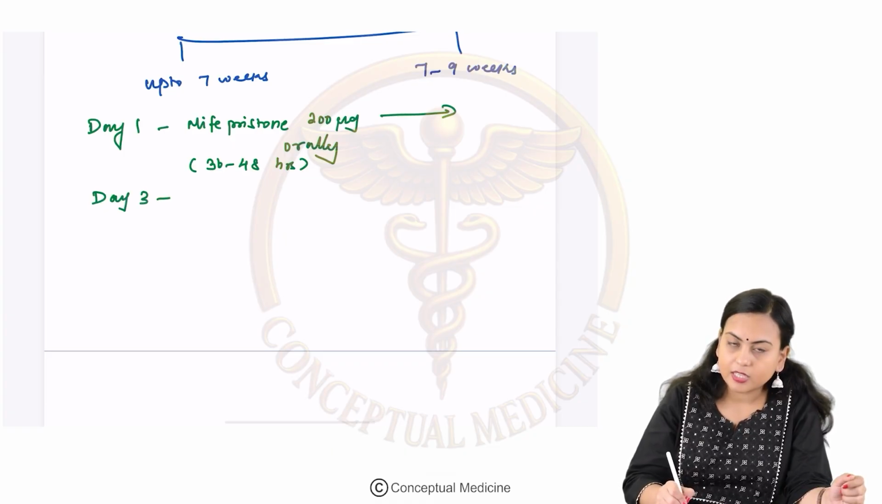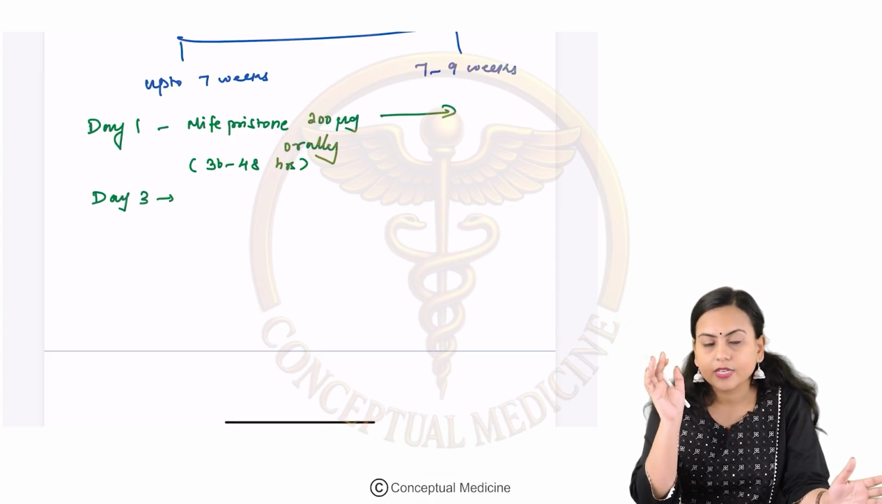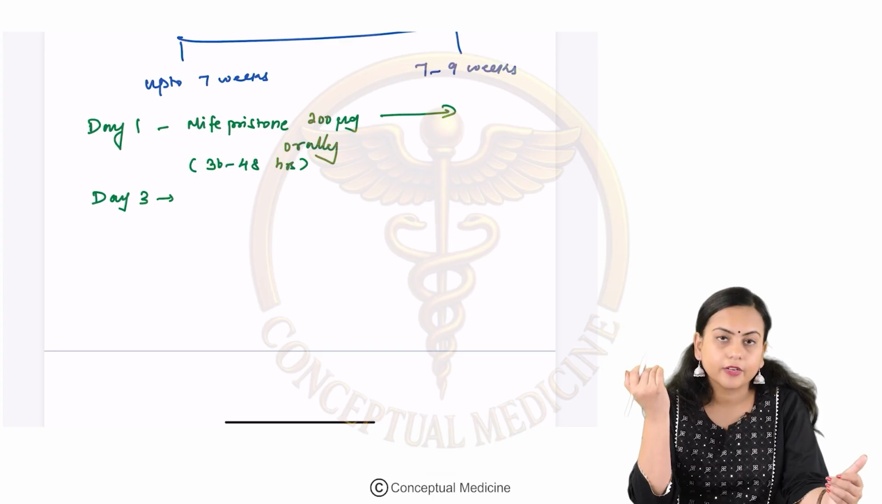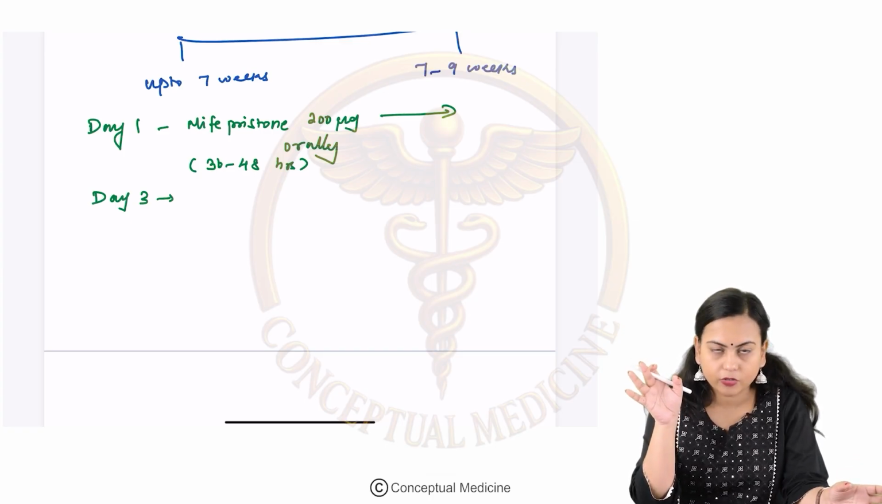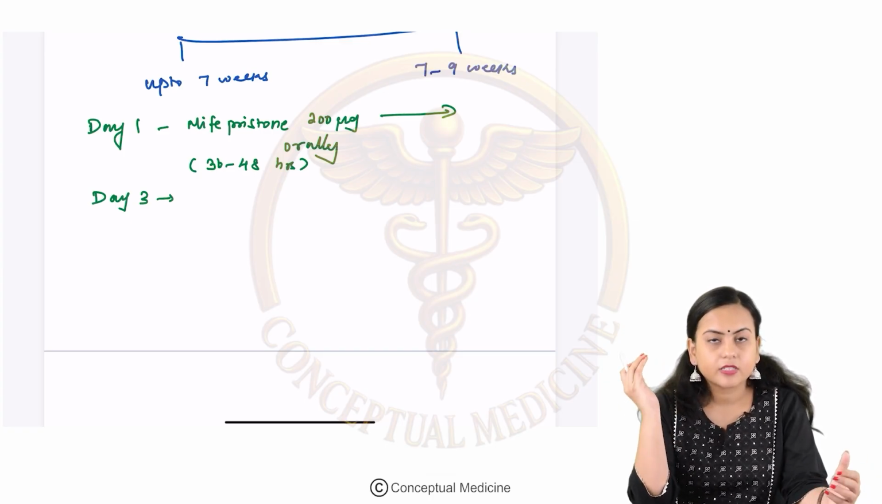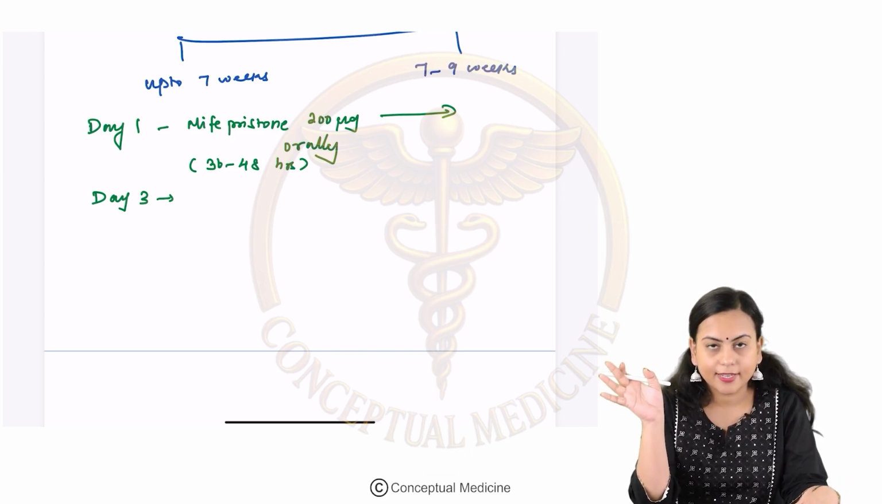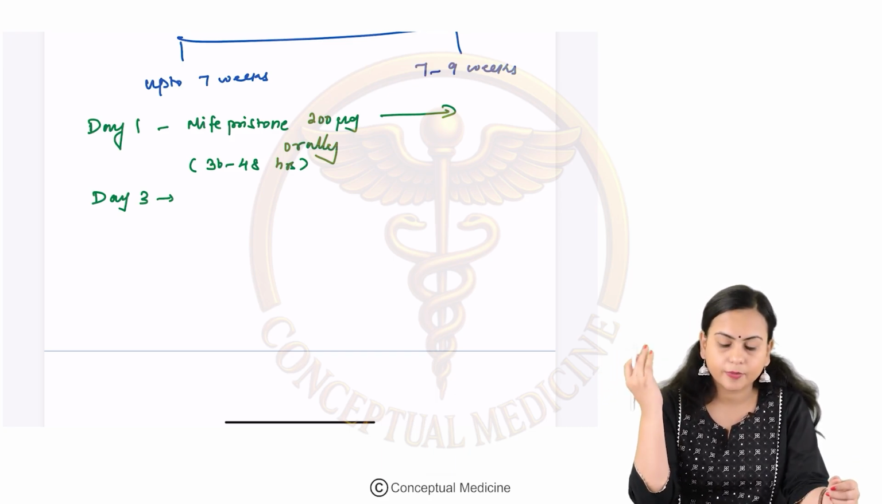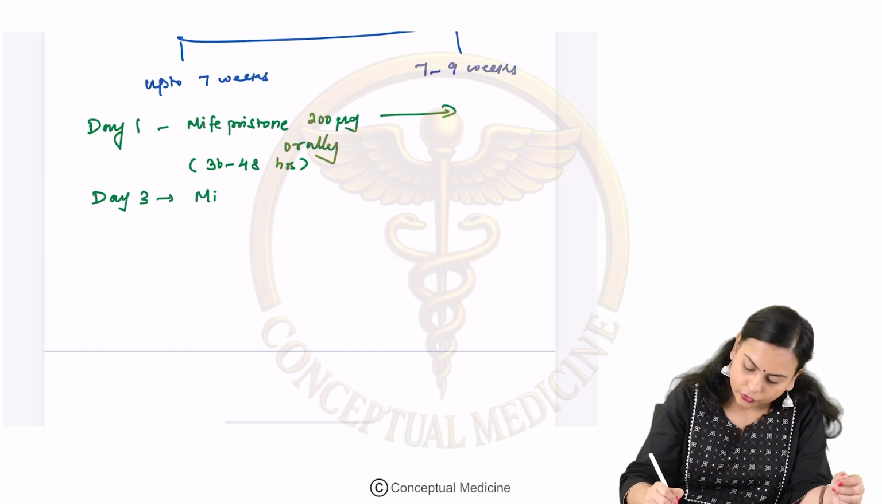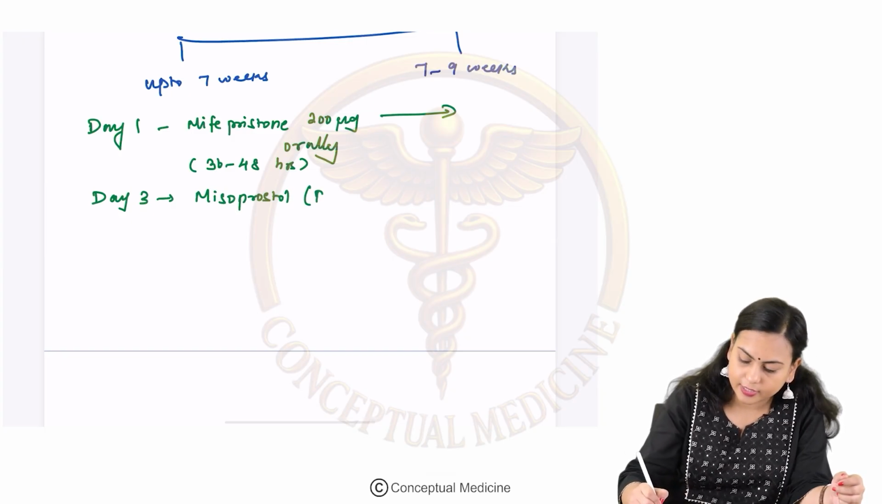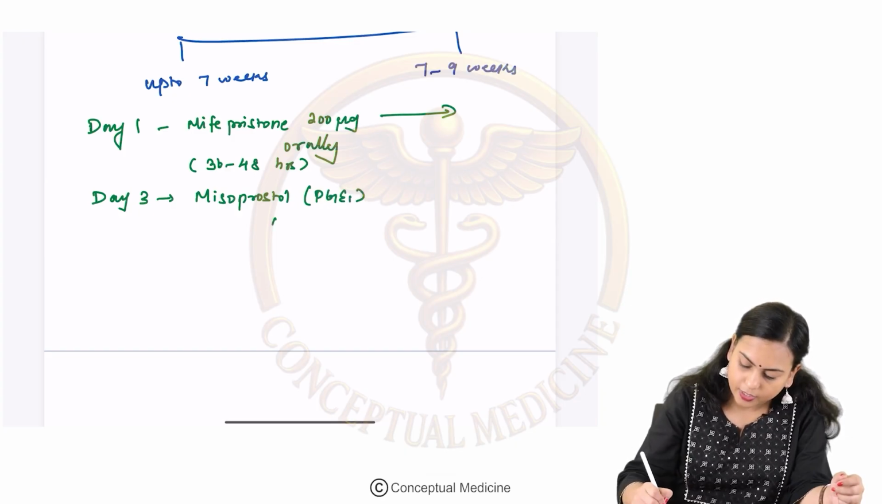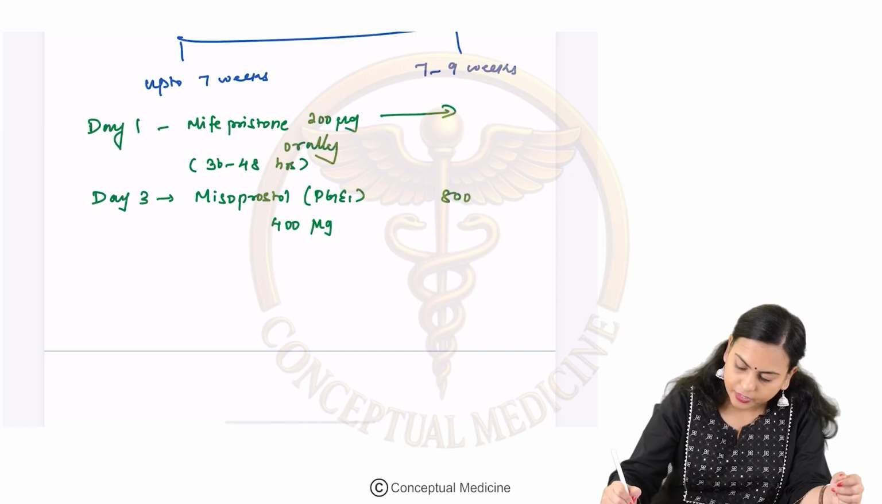And on day 3, in the first category, that is up to 7 weeks, we'll be giving Misoprostol at a dose of 400 microgram. And in the second category, that is up to 9 weeks of gestational age, we'll be giving a dose of 800 microgram. So it is going to be Misoprostol. What is Misoprostol? It is prostaglandin E1, and it is 400 microgram here and 800 microgram here.